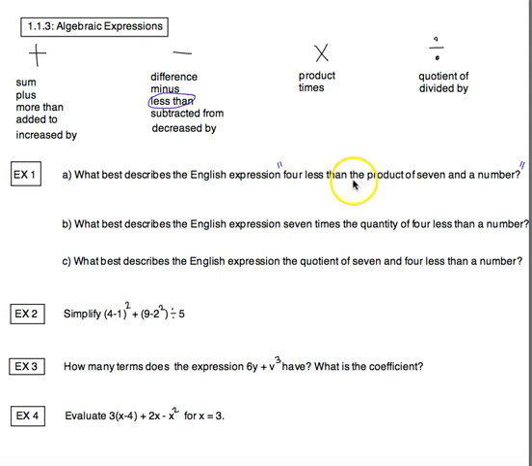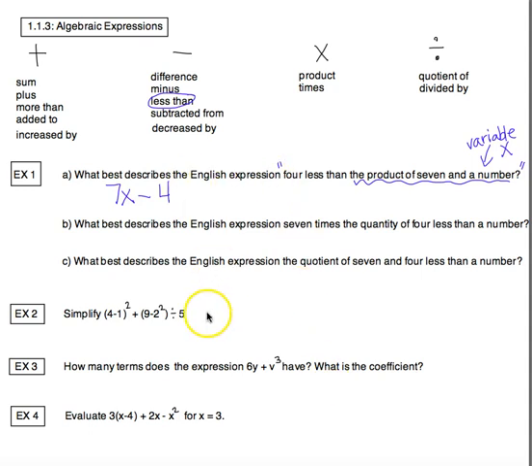So in this case, we're going to start with the product of 7 and a number. So anytime you see a number, that means your variable. And on every question that I've seen on these quizzes, they use X as their number. So product means to multiply. So product is 7 times the number, which is X. And then this says 4 less than that. So minus 4 would be how we translate this.